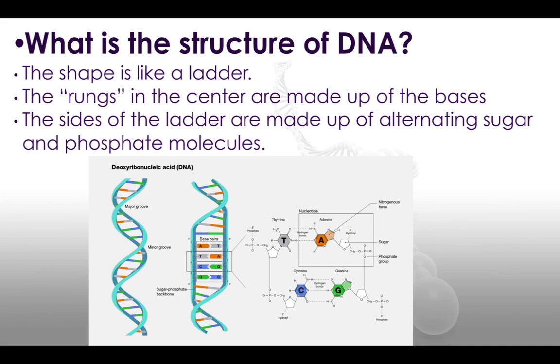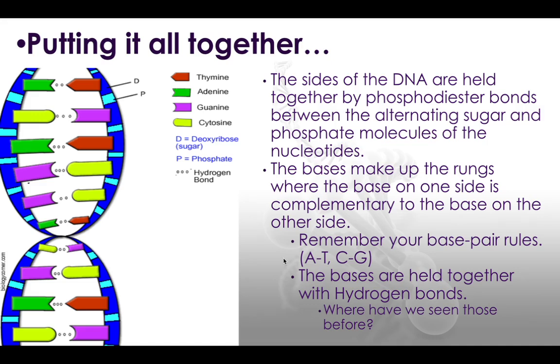And so the ladder, because it has two sides with rungs in the center made up of our bases, but then it's a helix shape, so it turns in on itself. So again, the rungs in the center of the molecule are made up of the bases pairing complementary, and the sides of the ladder are made up of alternating sugar and phosphate molecules. If we then look at how all of this is held together.